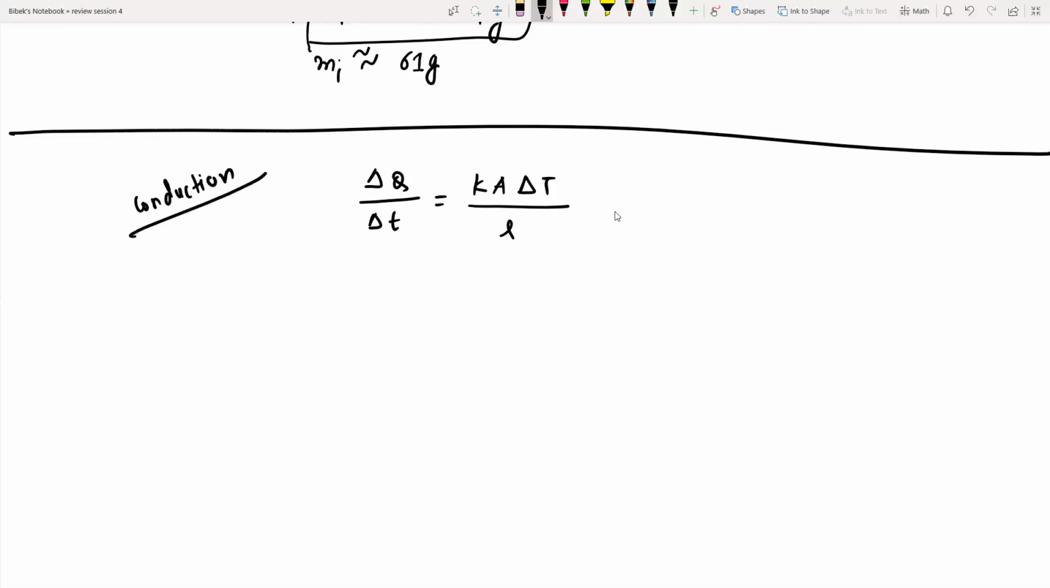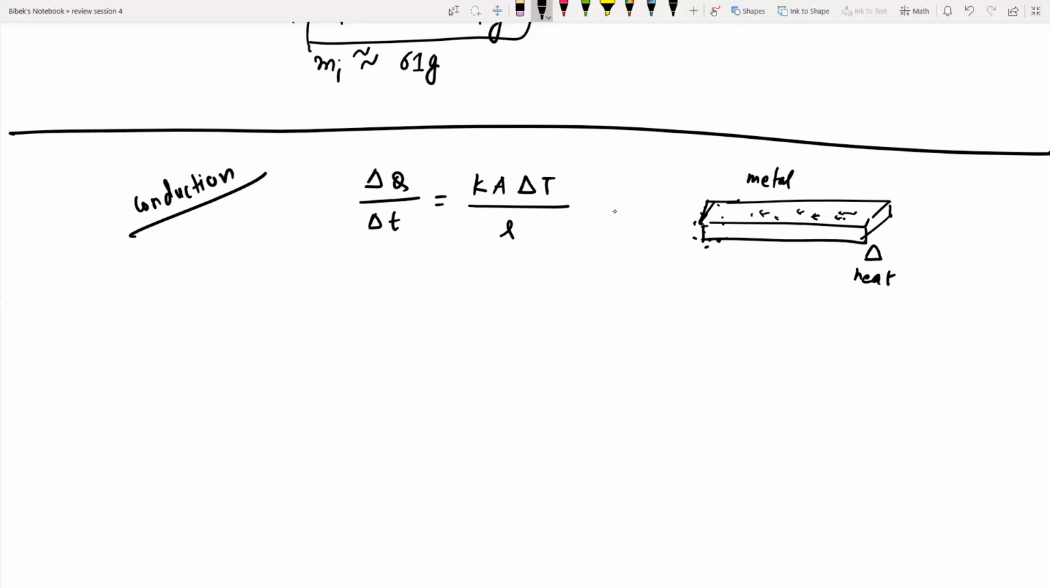Suppose you have a rod or any metallic steel scale like this. There's some metal like this, and if you heat this end, then the molecules here are vibrating, and this vibration goes to the other end, and this region will also get heated eventually. So how does that happen? That happens due to conduction. The heat transfer is due to conduction.